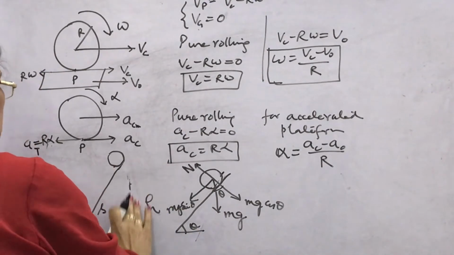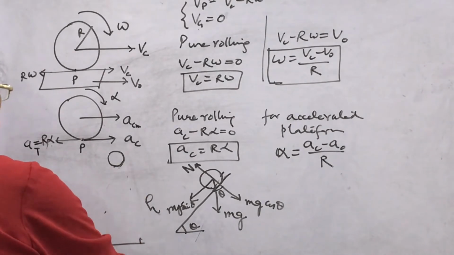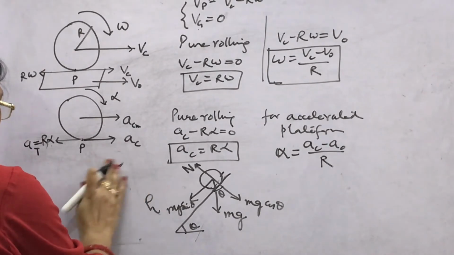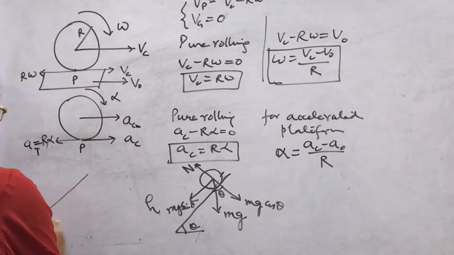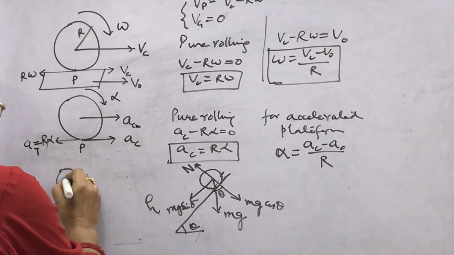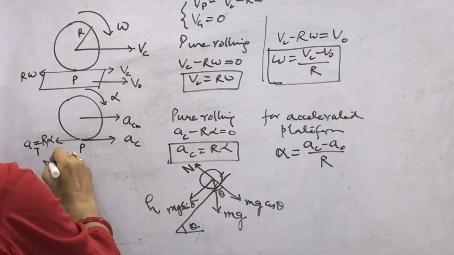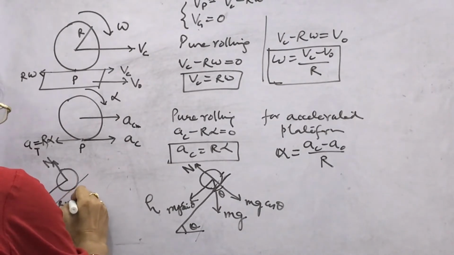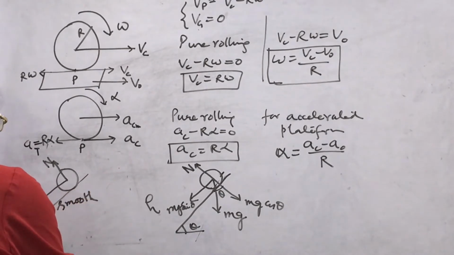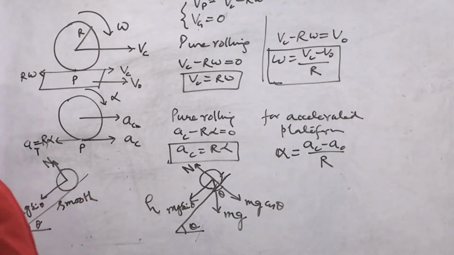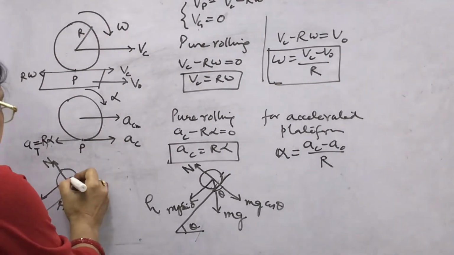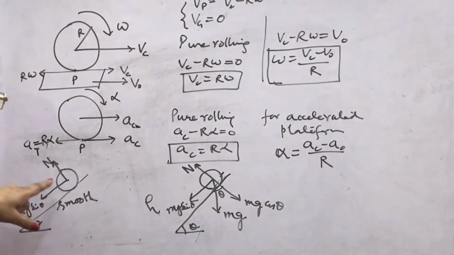If I show here that this is the plane, then this is the mg sin theta and this is N. Okay, the smooth plane is there, angle of inclination is theta. Look, this point is the center of mass. Both N and mg sin theta are passing through the center of mass.